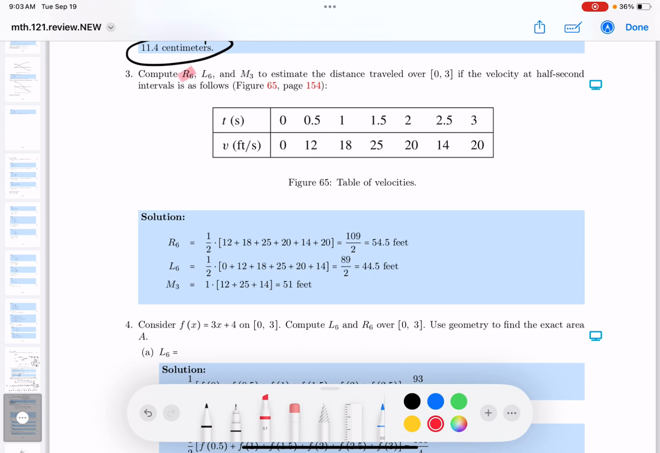R6 means right endpoint, six of them. L6 means left endpoint, 6 of them. M3 means 3 midpoints, all right?